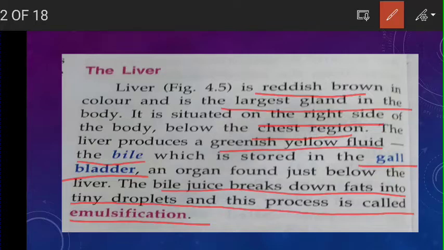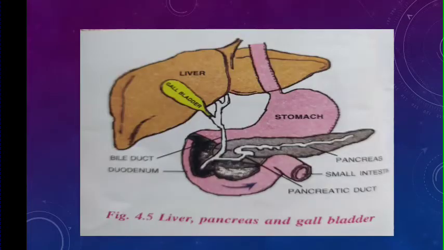Okay, so a few important things you got about the liver. The first is reddish brown in color. Second, it is the largest gland. Third, it is situated on the right side of the body below the chest region. It produces greenish yellow fluid called bile, and bile is stored in gallbladder. Clear? Then bile juice breaks down fats into tiny droplets, and this process is called as emulsification.